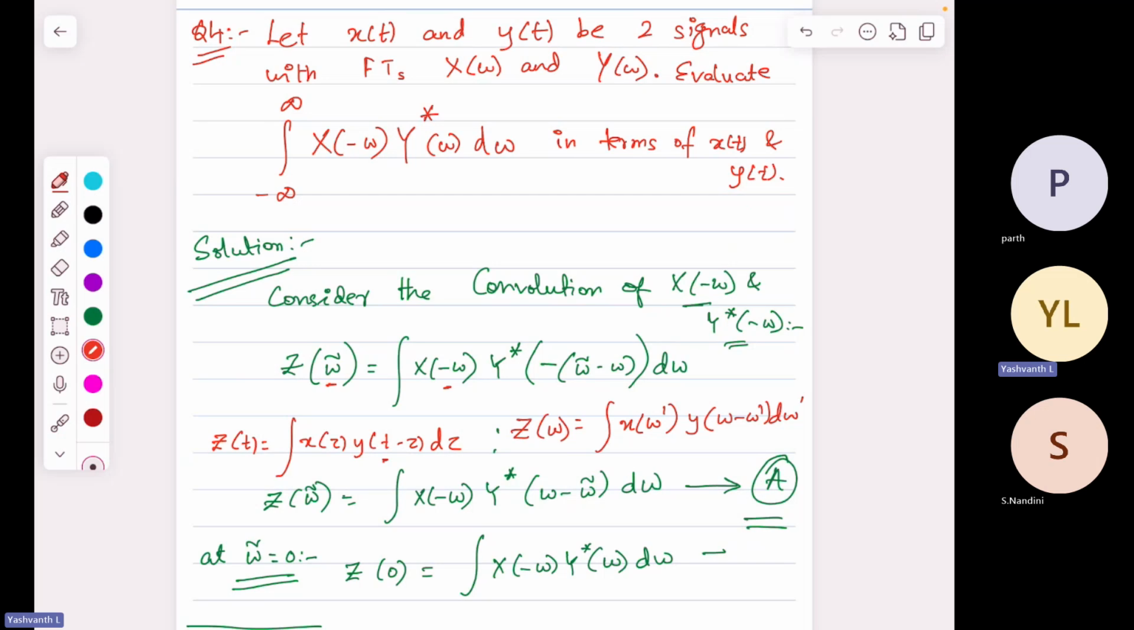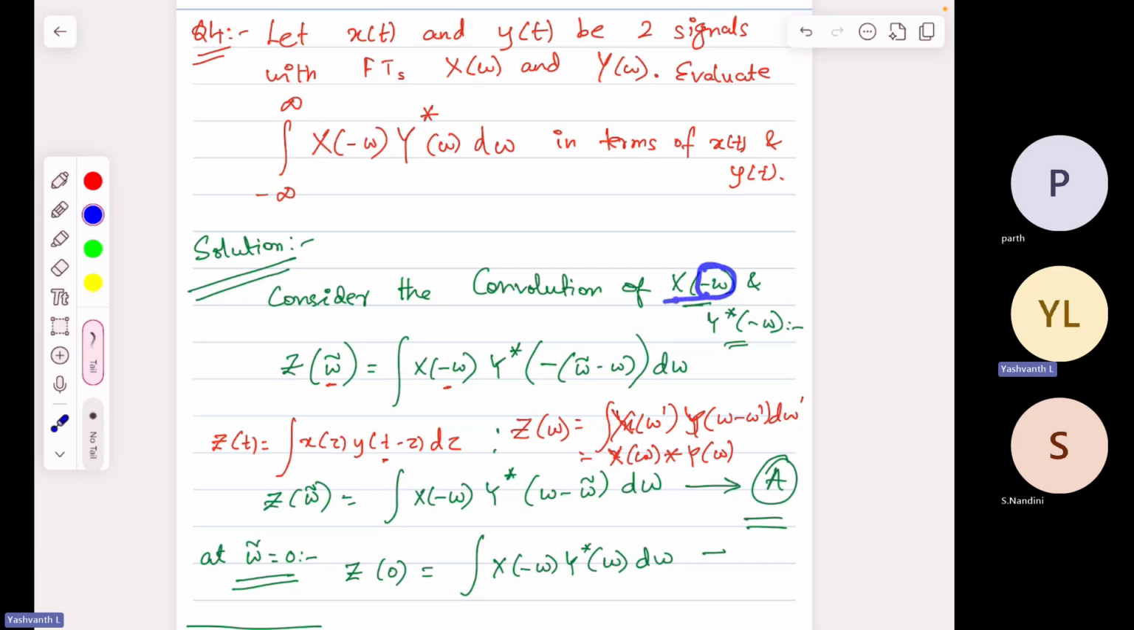Now what did you do? This is nothing but capital X of omega convolution capital Y of omega, right? All I'm doing is that in the integral this first omega became omega dash, but the second omega became omega minus omega dash. That's what I'm doing here also.